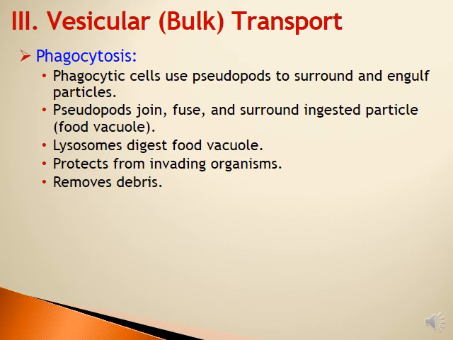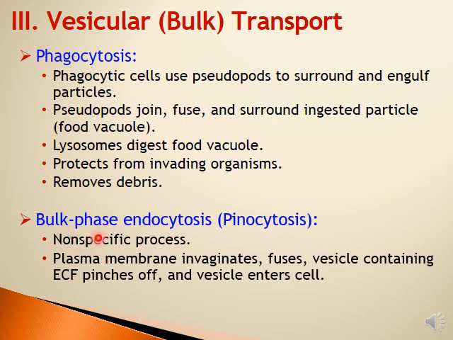So phagocytosis, phagocytic cells use pseudopods to surround and engulf particles. The pseudopods will join on both sides, fuse together and surround the ingested particle. This is called a phagosome or food vacuole. Then lysosomes digest the food vacuole, and this process protects from invading organisms like bacteria and also removes debris and dead cells from our body.